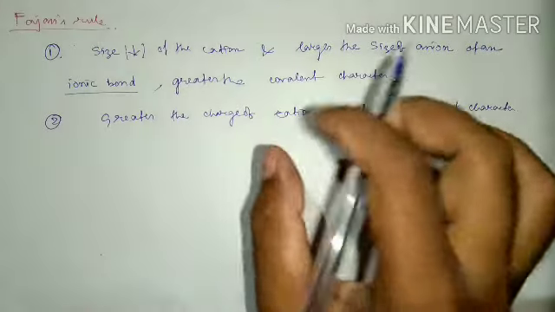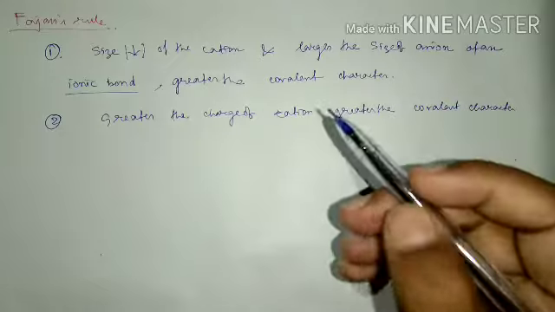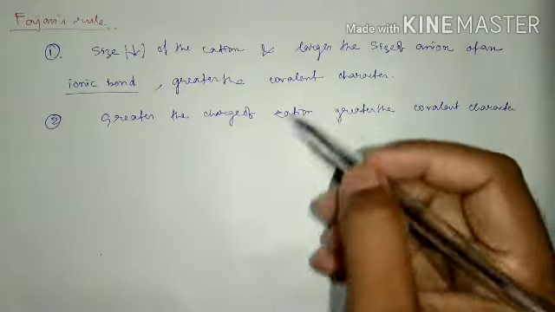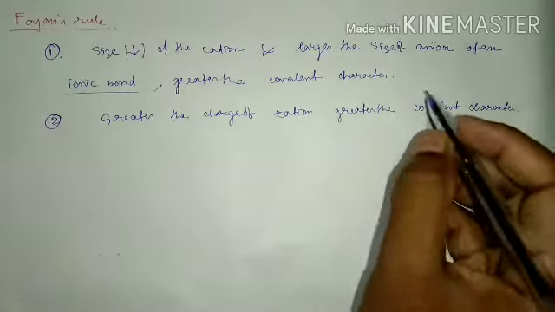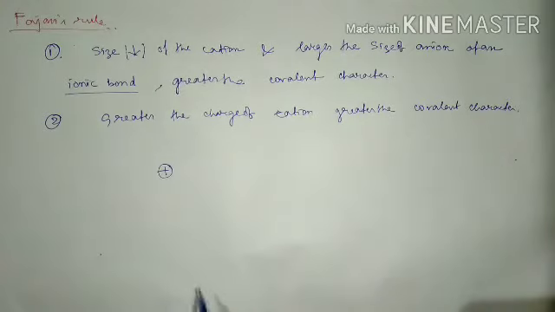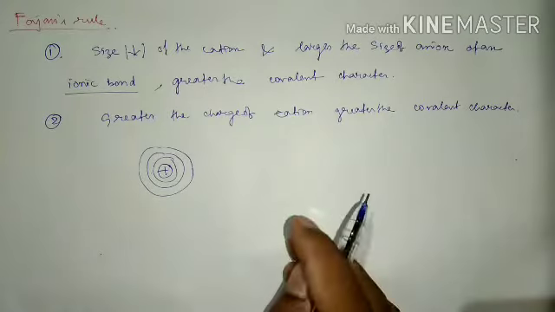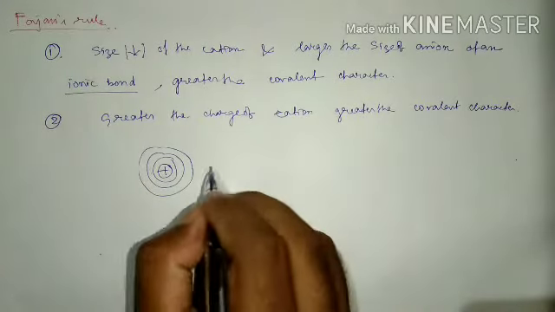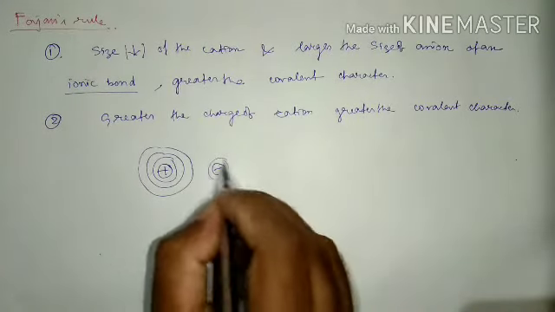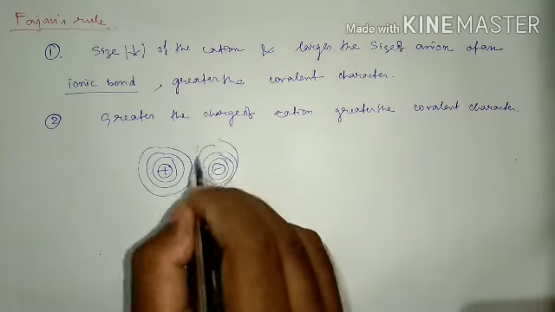Now let's discuss on what basis this rule is explained. Let's take an example. Suppose this is a cation. It has different orbits in which electrons are moving. Here is another, an anion. This anion also has orbits.